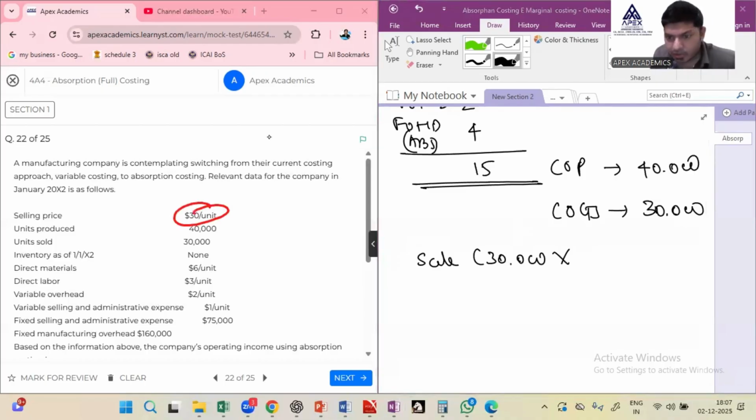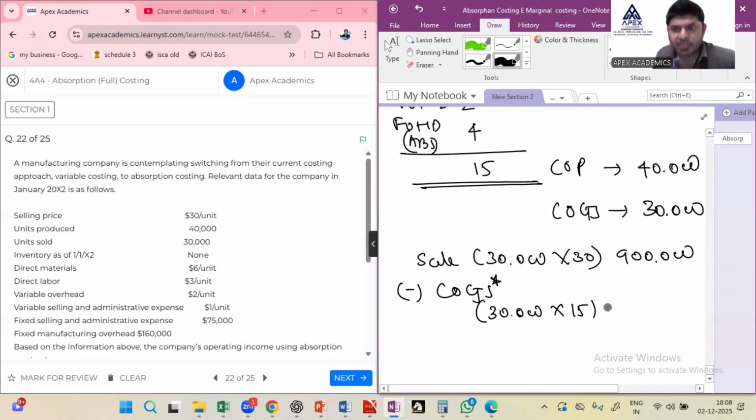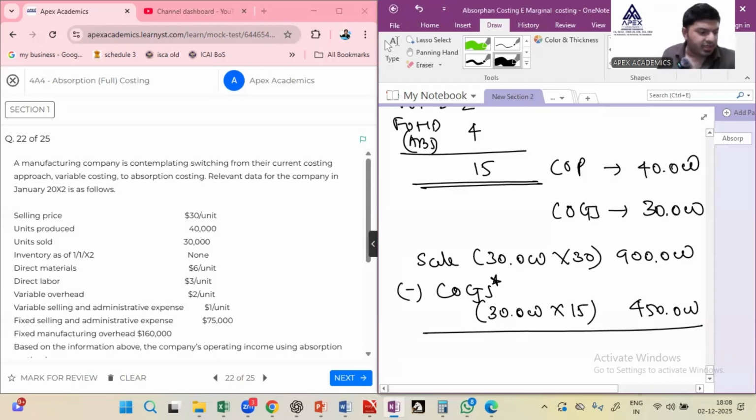So what are my total sales? 30,000 multiplied by 30. My answer here comes to 9 lakhs. From 9 lakhs, I will subtract my cost of goods sold. How many goods are sold? 30,000 units are sold. What is the COGS of 1? It is 15. So this becomes 4 lakhs and 50,000. This gives me a gross profit to look at. My gross profit is again 4 lakhs and 50,000.